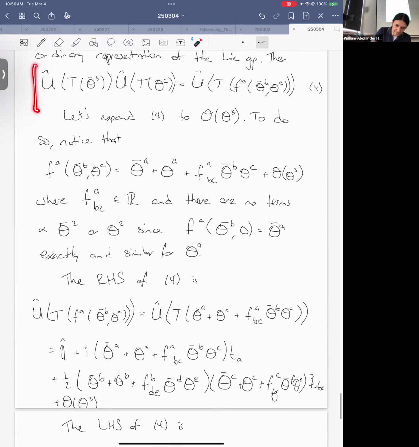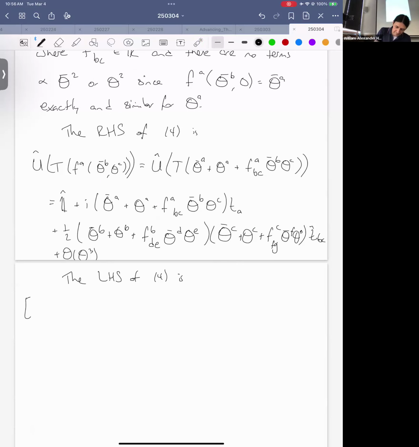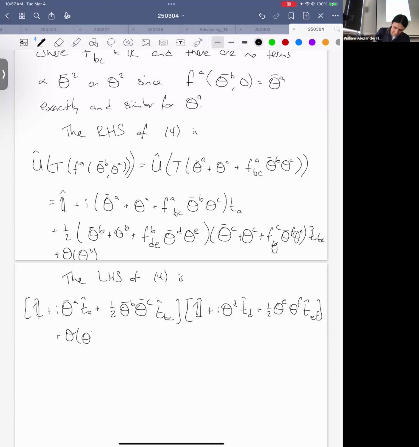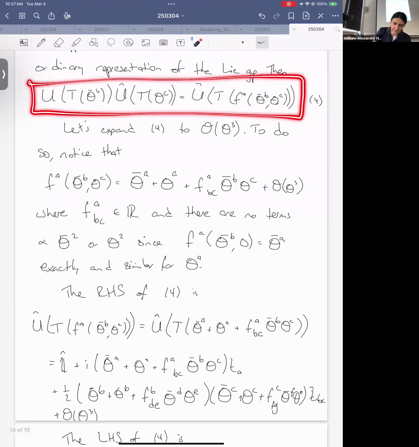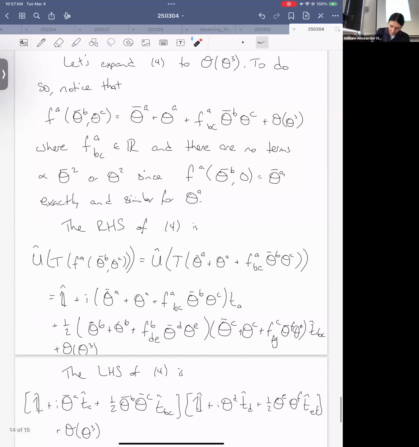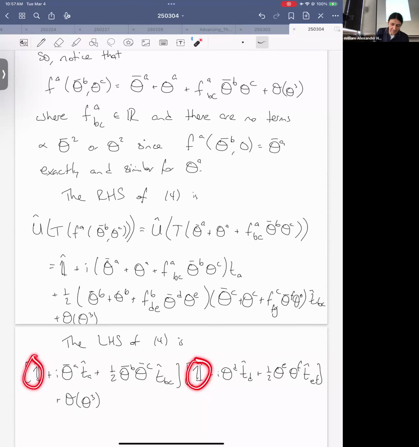So if I take this left-hand side and expand out both sides, 1 plus i theta bar A TA plus 1/2 theta bar B theta bar C TBC. And you get the same thing for the thetas, up to theta cubed. And now what I can do is that this left-hand side has to be equal to the right-hand side, order by order in theta. So on the left-hand side, I've got a 1 times a 1, and that's equal to the 1 on the right-hand side.